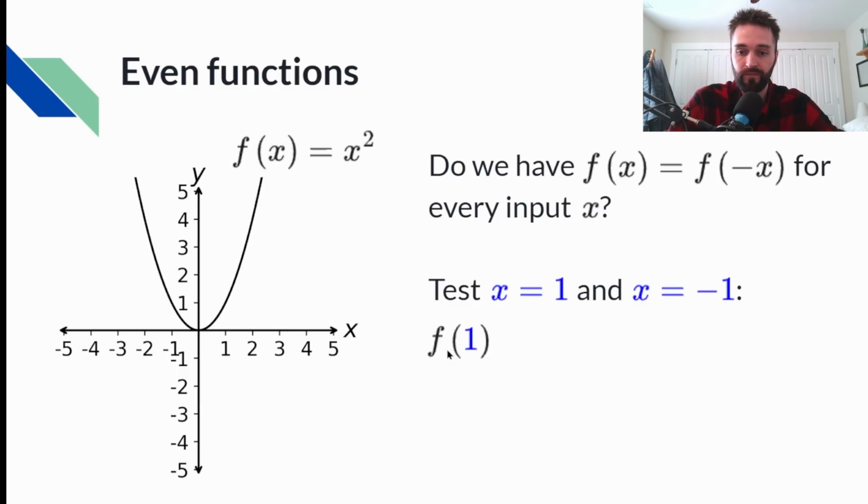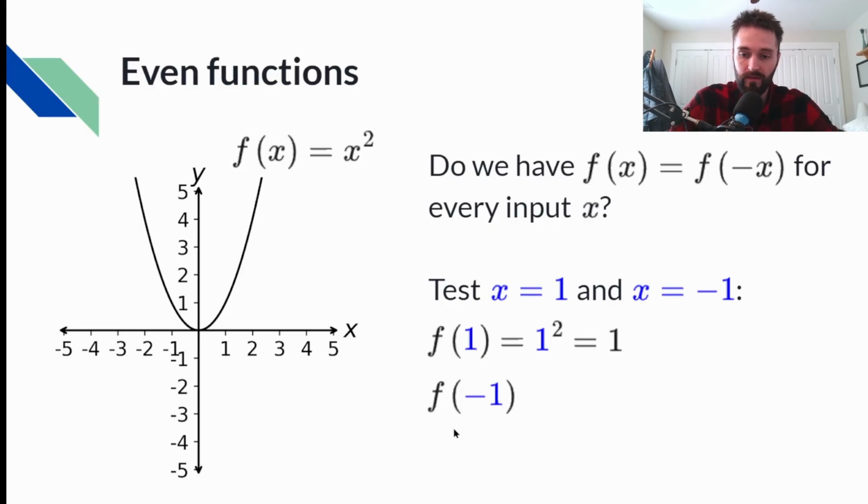f of 1 is equal to 1 squared. That's what the function says to do. It says to take what you're given and square it. So we'll take 1 in blue here and square that. 1 squared is 1 times 1, which is equal to 1. So f of 1 equals 1.